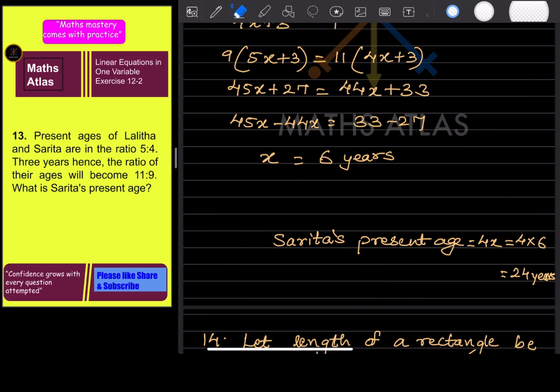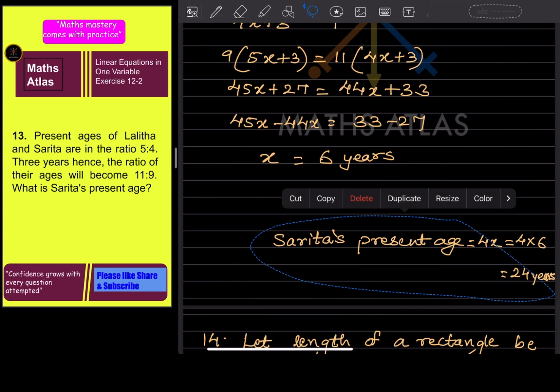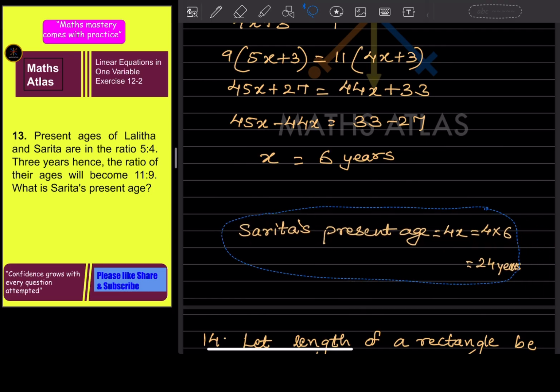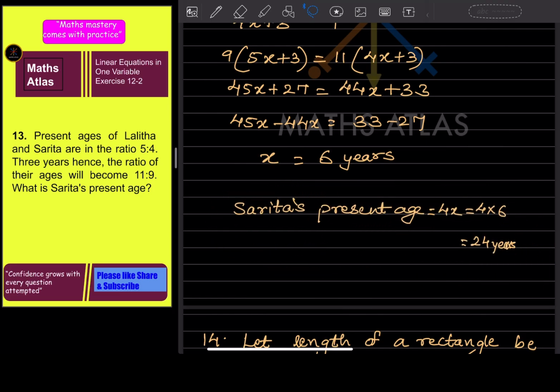So here they have asked just for Sarita's present age. So we can say Sarita's present age is 4x, which is going to be 4 into 6, which is going to be 24 years. So we can just put this one here, because they have asked only for Sarita's present age.